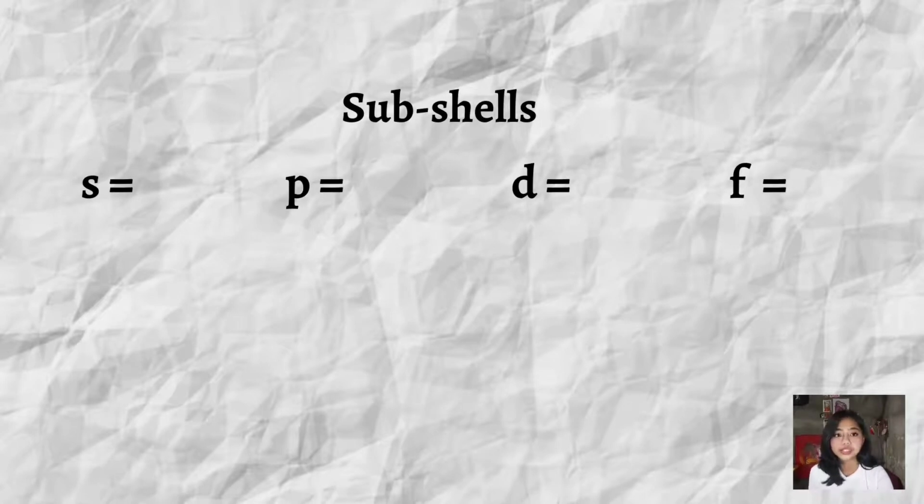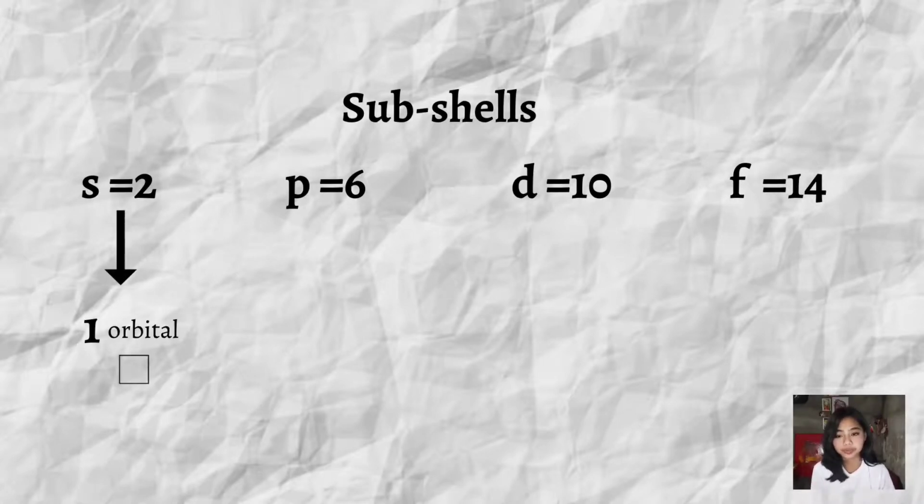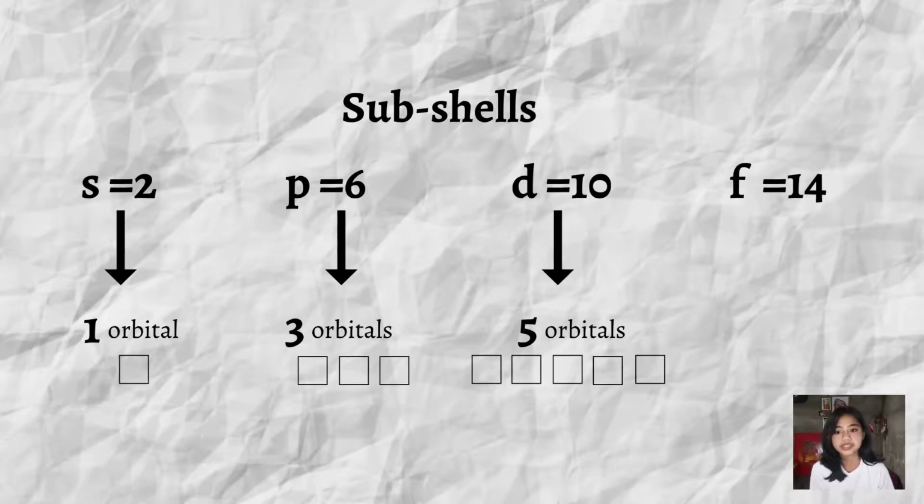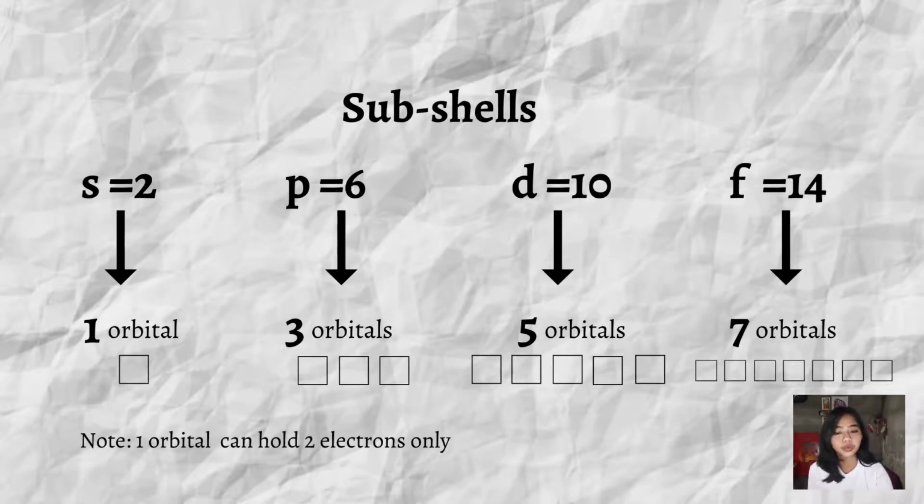These are the subshells, the S, P, D, and F. S can hold 2 electrons, P can hold 6 electrons, D can hold 10 electrons, and F can hold 14 electrons. However, each subshell has a different number of orbitals. The S subshell has 1 orbital, P has 3 orbitals, D has 5 orbitals, and F has 7 orbitals. So take note that 1 orbital can hold 2 electrons only.